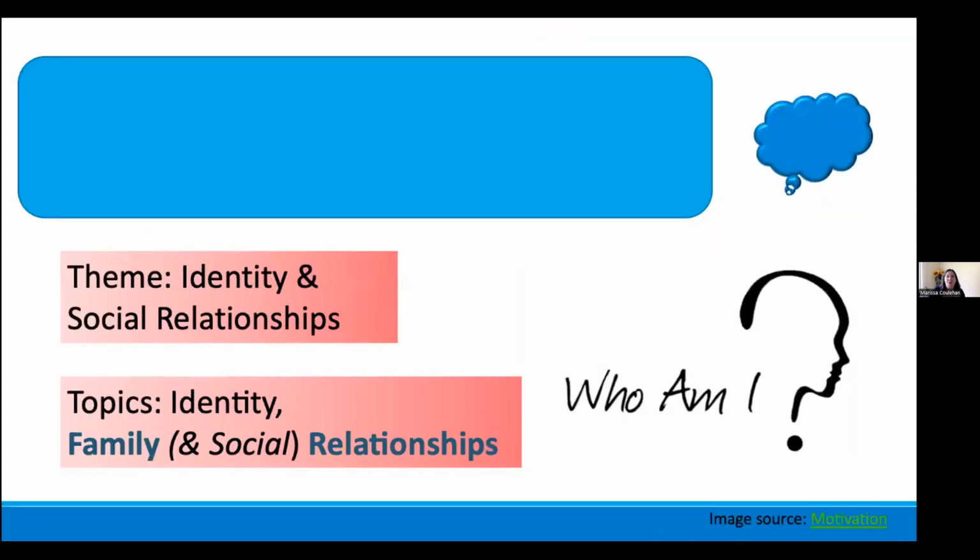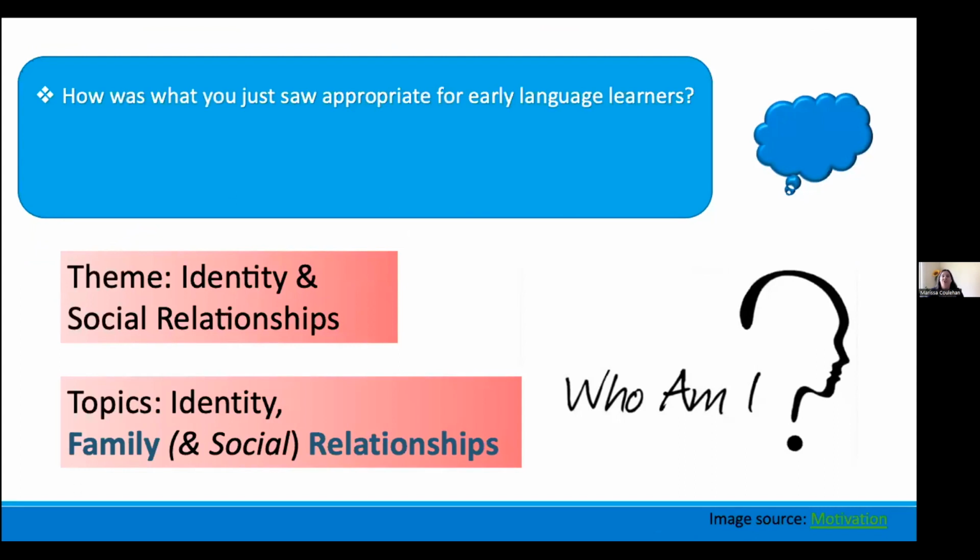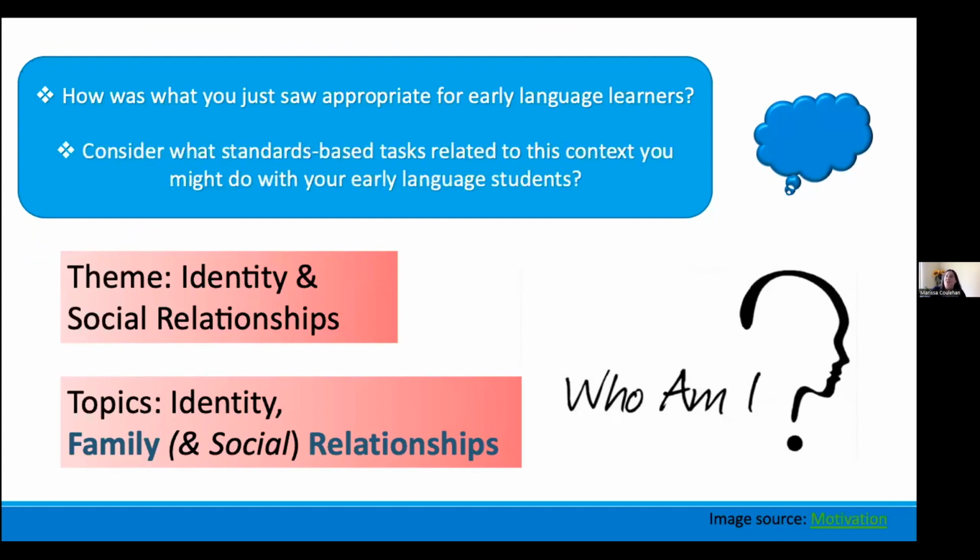All right, so let's pause one more time for a moment and take time to process. I encourage you to think alone. How is what you just saw appropriate for early language learners? And consider what standards-based tasks related to this context of who am I, identity, family, relationships, you might do with your early language students.